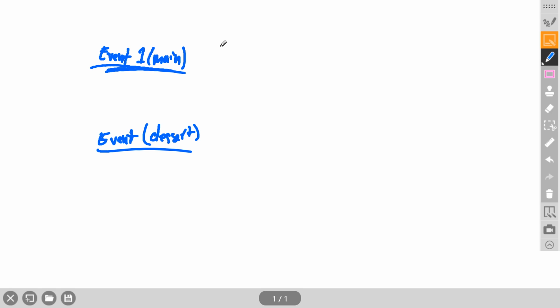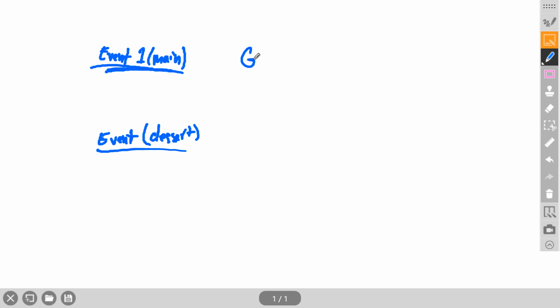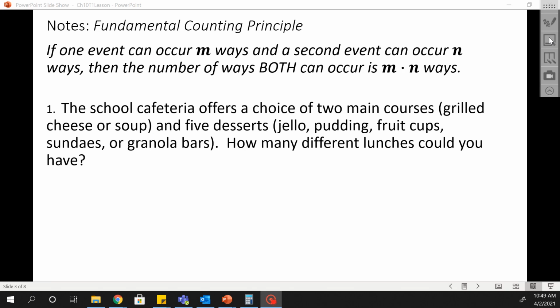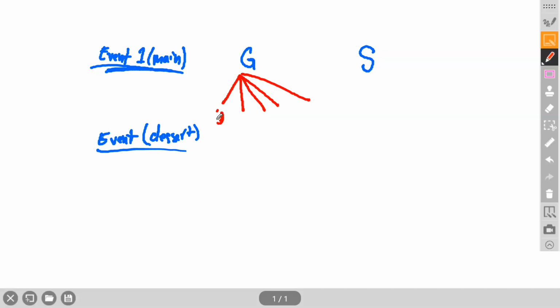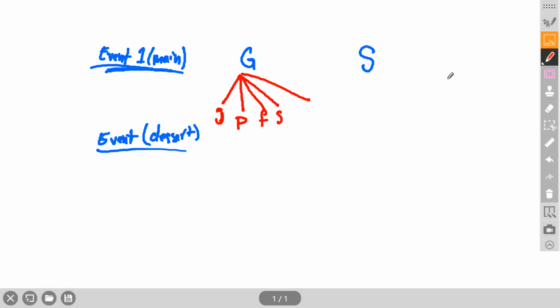Now, each of these events has different options. Event one, which is the main course, has two options. It has the grilled cheese, or it has the soup. Now, for each of these, they can be paired with five different options for dessert. Could be Jell-O, pudding, fruit cup, sundae, or granola bars. Okay, so that's event two, and those are the five different options for event two.